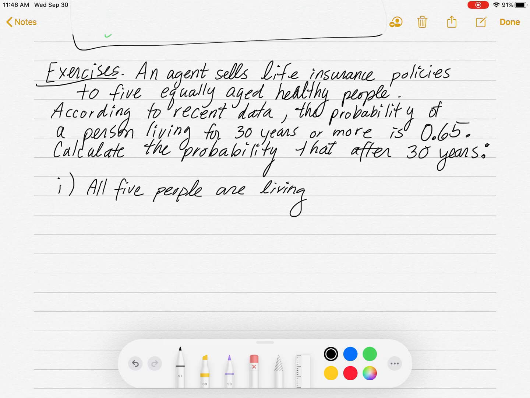So here we have a life insurance agent that's selling policies to 5 equally aged healthy people. According to recent data, the probability of a single person living for 30 years or more is 0.65. Calculate the probability that after 30 years, all 5 people are living.